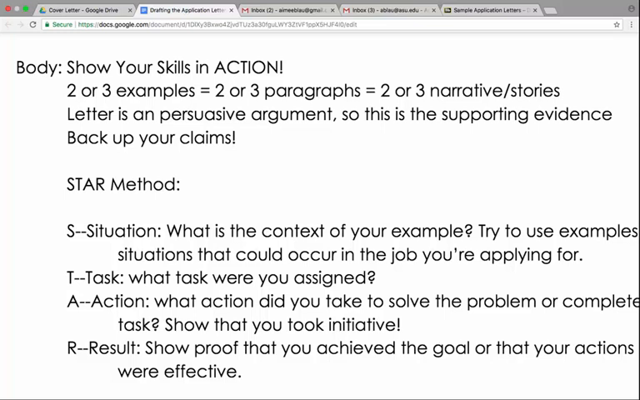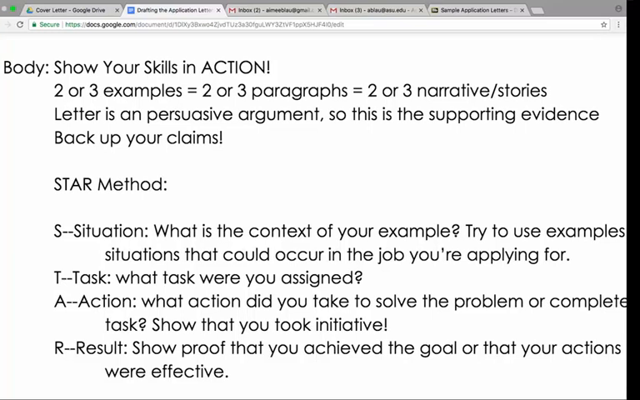You want to remember that your letter is a persuasive argument. So the supporting evidence for your claims is going to come in the body paragraphs. You want to make sure that you back up your claim. Your claim is going to be that you're the best candidate, or that you're an excellent candidate for the position. You don't just want to say that, you want to show that. You want to prove that throughout your letter. So that's where you really want to be thinking, this is a persuasive document. I'm proving that I am the best candidate for this position.